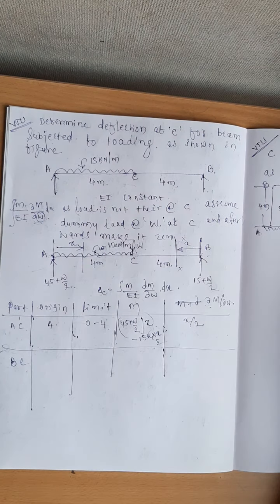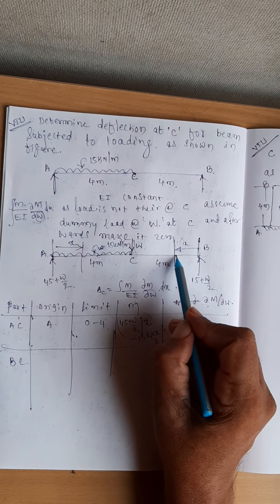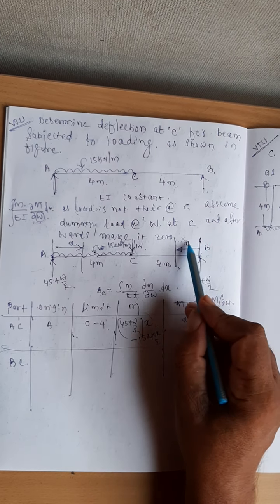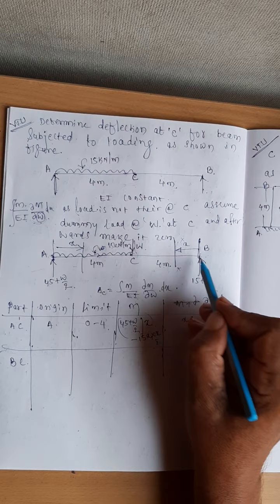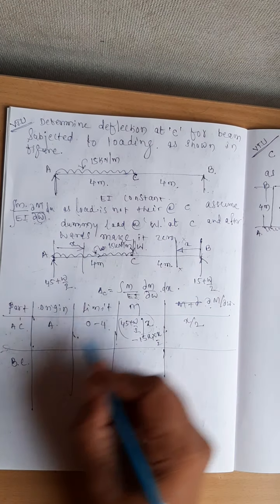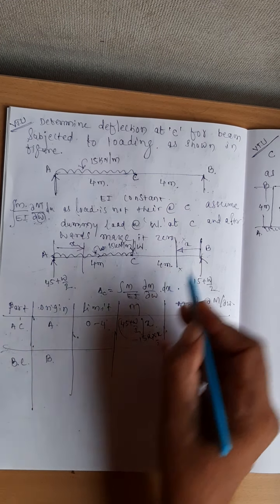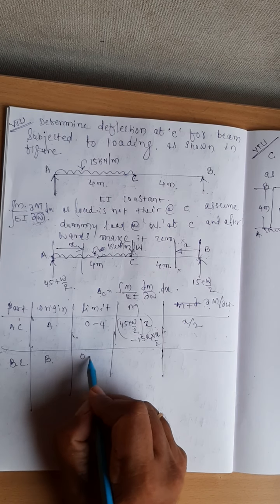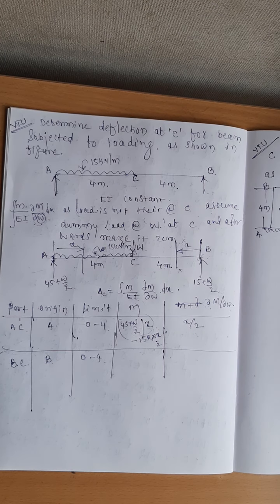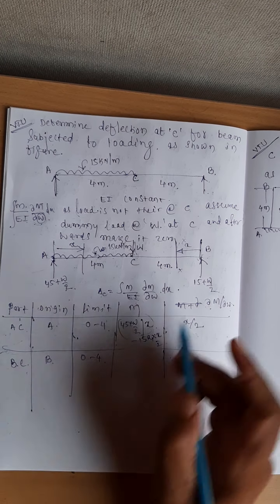That is why I am taking this particular part. What is the basic definition of bending moment? Total of the moment either on the right side or on the left side. Now go for the bending moment. In the part BC, you are taking the origin as B, limit as 0 to 4. What is the expression for the bending moment?